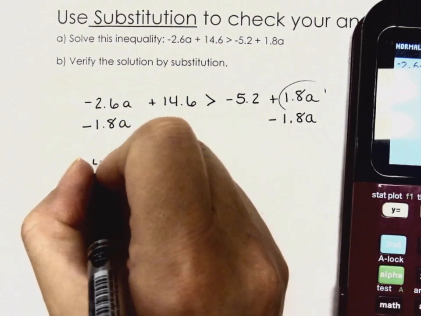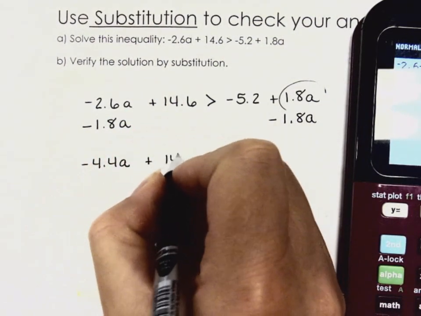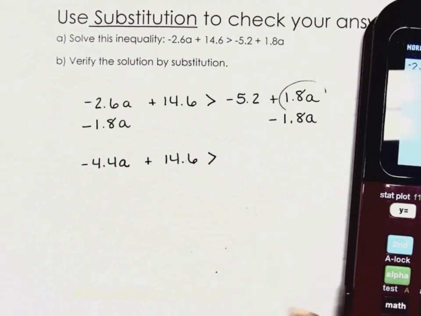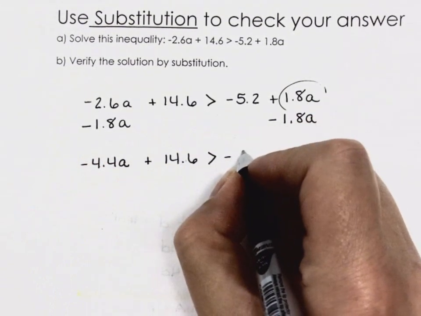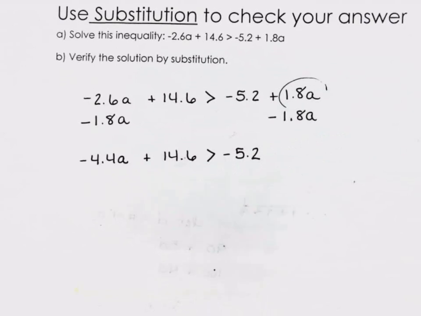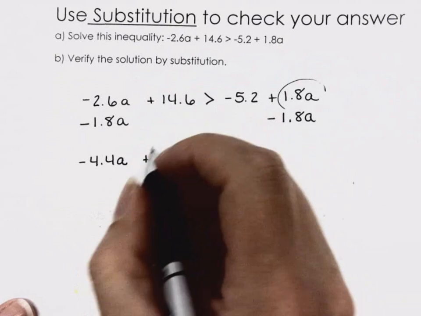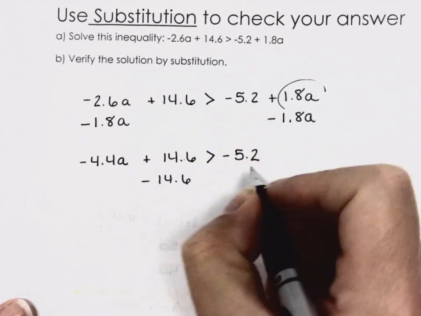So this is going to be negative 4.4a plus 14.6 is greater than negative 5.2. So nothing different. All the steps are exactly the same. But now I'm probably going to rely on my calculator a little bit more. So I want to get rid of the constant, so I'm going to minus 14.6 from both sides.